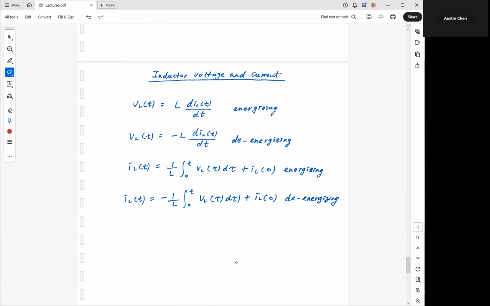Right. So by the same token, instead of saying charging and discharging the capacitor, in the context of inductor, we will use energizing and de-energizing an inductor. So if vL and iL are larger than 0, or they're positive, then we say that the inductor is being energized. Okay? And the opposite is true: if vL and iL are negative, or less than 0, then we say that the inductor is being de-energized. Okay? De-energized.